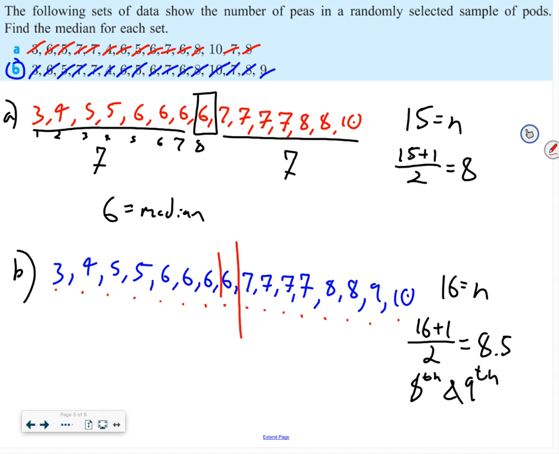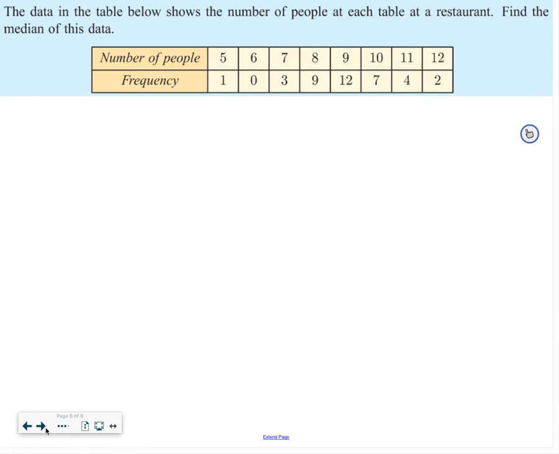Then these two values here, I find the average. So 6 plus 7 divided by 2 is 13 divided by 2, which is equal to 6.5. And that is my median for that data set in part B. So it's a little bit different if we have an even amount of data or an odd amount of data. Okay, so let's look at our next example here.